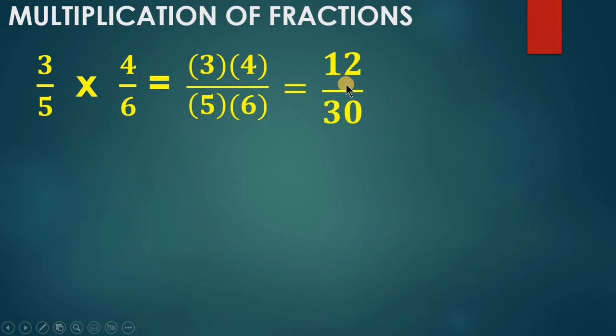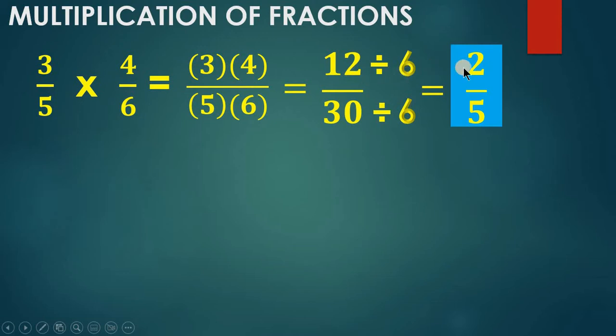Okay, so dito naman sa sagot natin, tingnan natin kung meron pa silang greatest common factor para naman ma-simplify natin. So ang greatest common factor ng 12 and 30 ay 6. Ayan, so i-divide natin into 6. So 12 divided by 6 is 2, and then 30 divided by 6 we have 5. So the final answer will be 2 all over 5. So ayan, ganyan lang kasimple kung paano mag-multiply ng fractions.